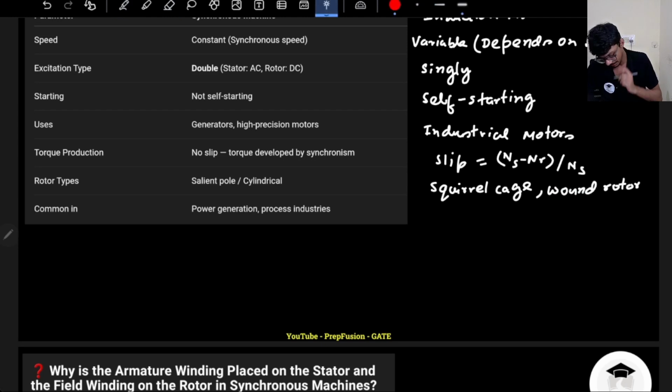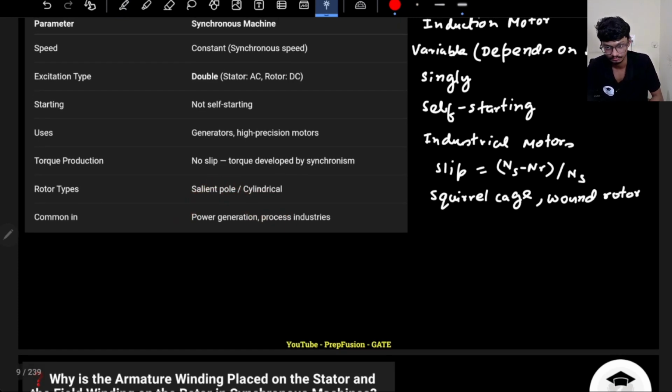Okay, then, most common in power generation. So in generators mainly we use it, and this is most common in industries. Okay, so this was the difference basically.